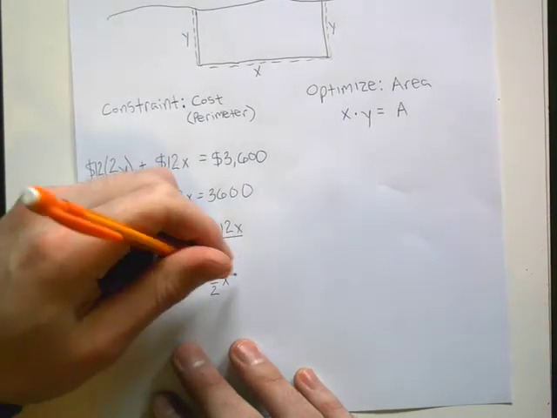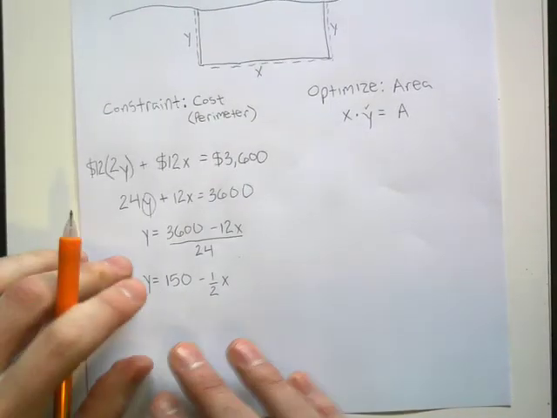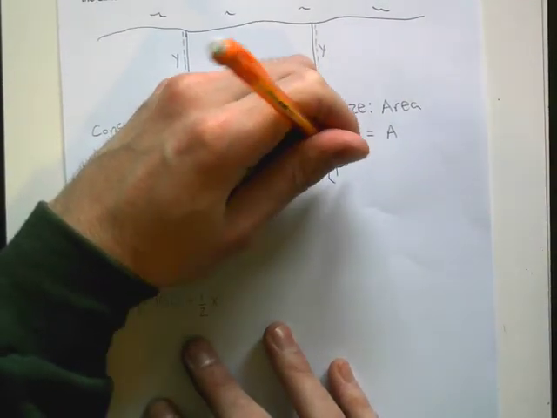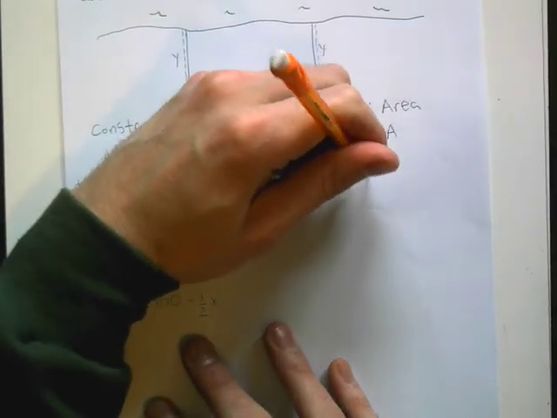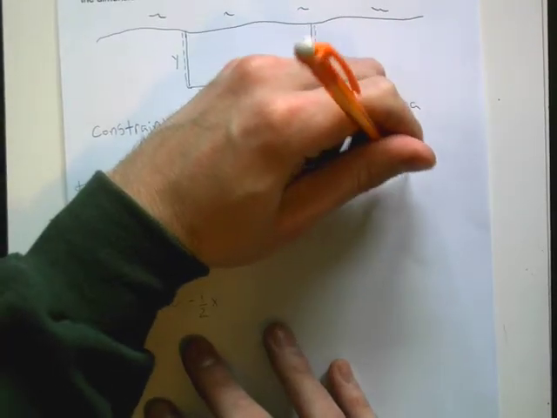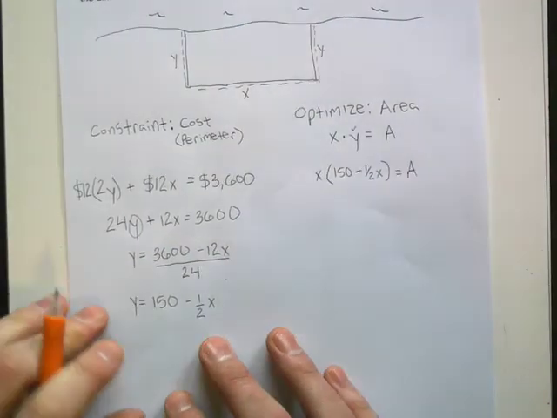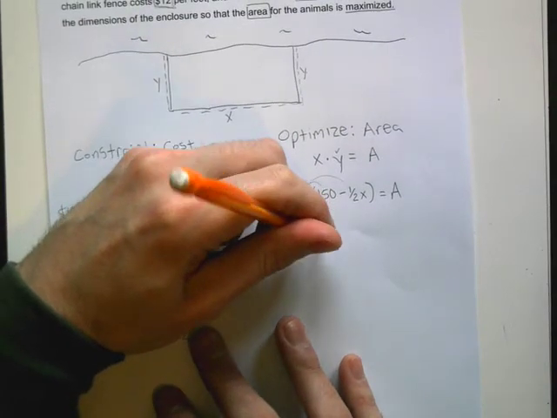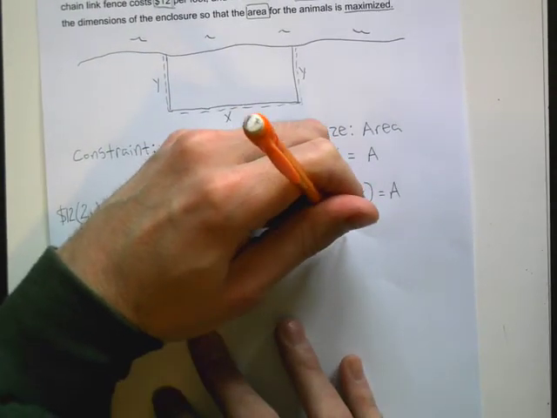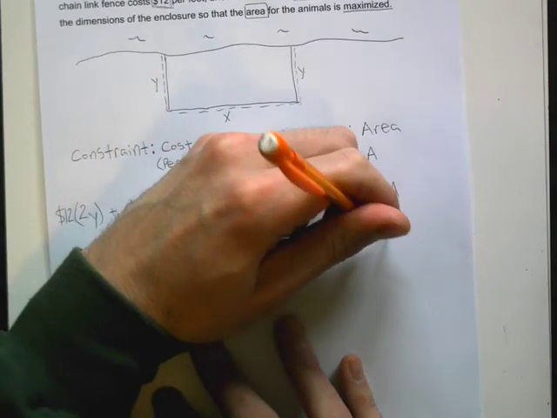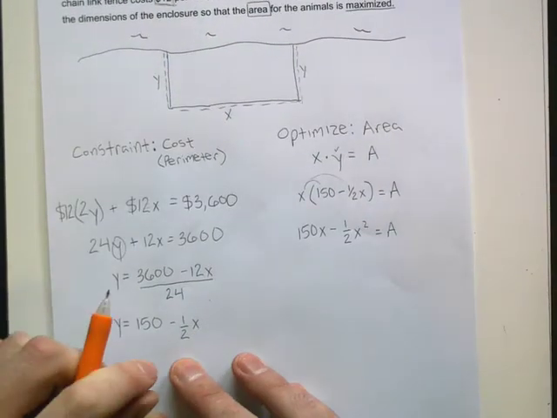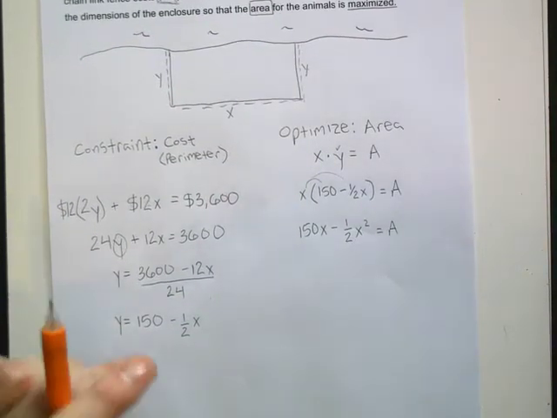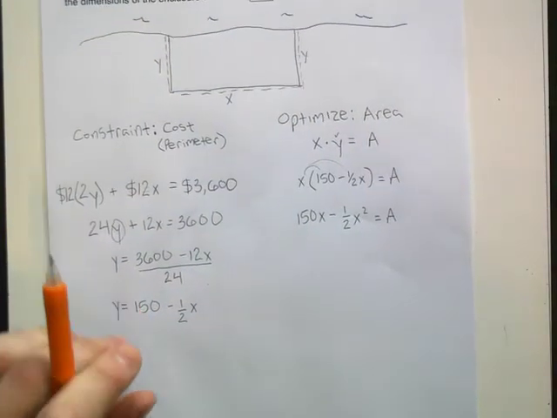Okay, so now I can take this, plug it into my optimization equation. Okay, so I'm going to say x times (150 minus 1/2 x) is equal to my area that I'm trying to optimize. Okay, let's distribute and simplify. So I'm going to say 150x minus 1/2 x squared is equal to area. Okay, we've got our area equation now. All we need to do is find our critical point here so we can get our x value.